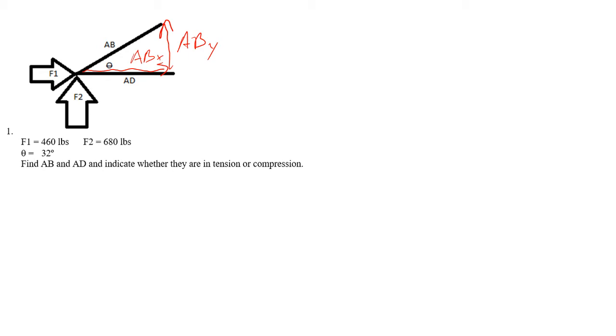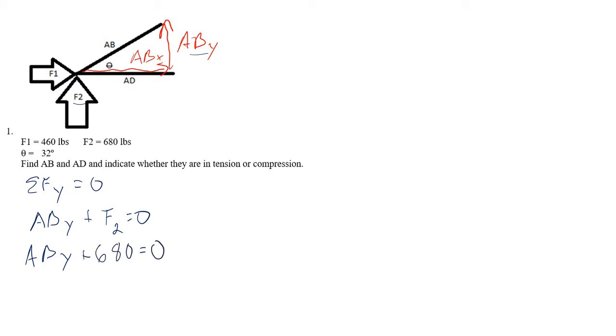So our first thing here we're going to solve for, we're going to say the summation of the forces in the y direction, so the up and down forces equals 0. So we have two forces in the right direction. We have F2 and ABY. They're both up, so they're both going to be positive. So it's going to be ABY plus F2 equals 0. So ABY plus 680 equals 0. So ABY equals negative 680.